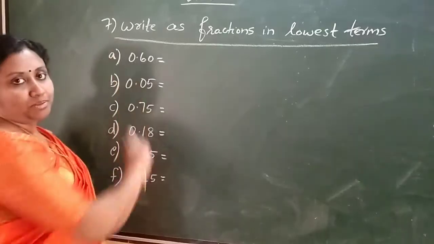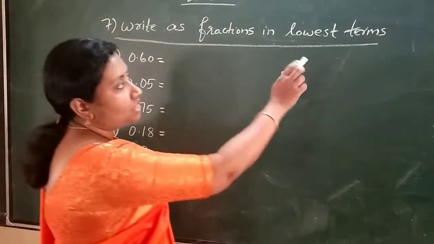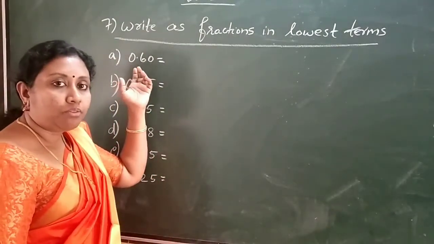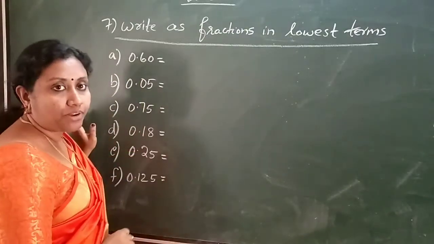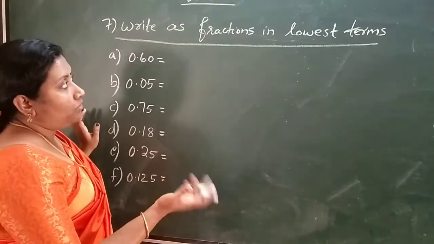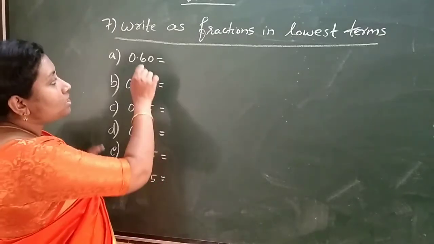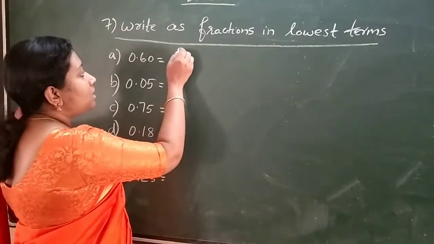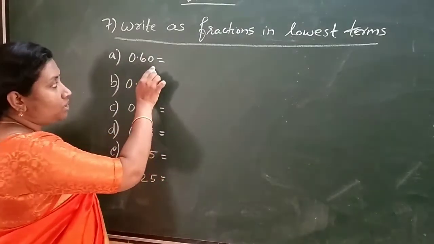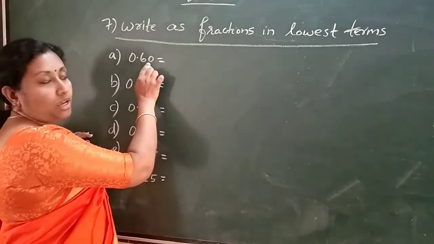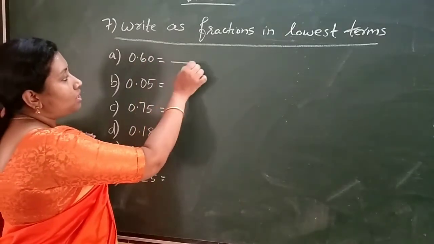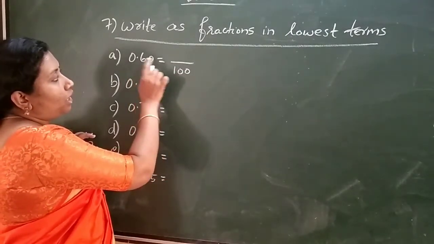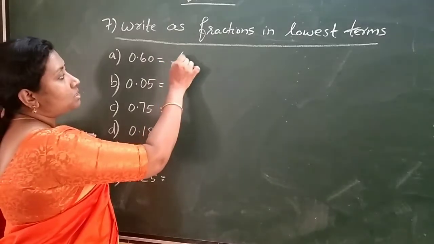Okay. Question number 7. Write as fractions in lowest terms. Here decimal numbers are given. First you convert this decimal number into a fractional number, then you convert it into the lowest term. What is the numerator? After the decimal point, how many digits are there? 2 digits. So what is the denominator here? 100. Then you just write the given number, that is 060, that means 60.